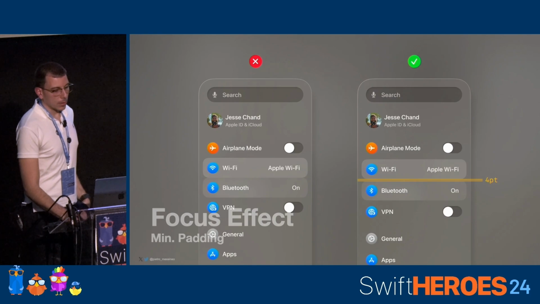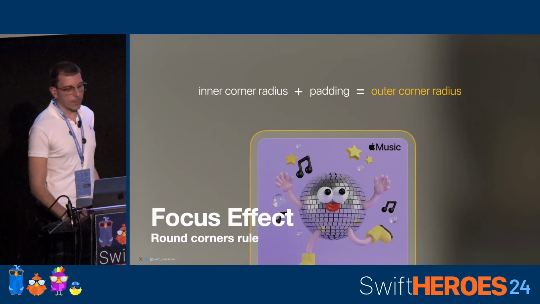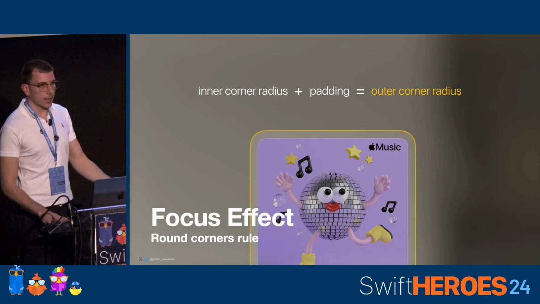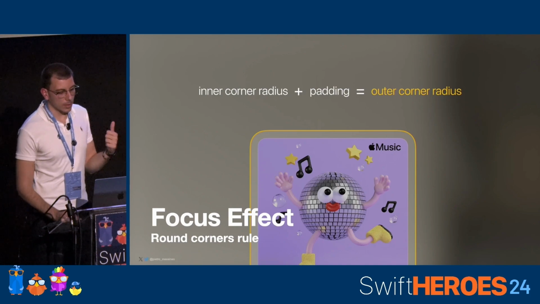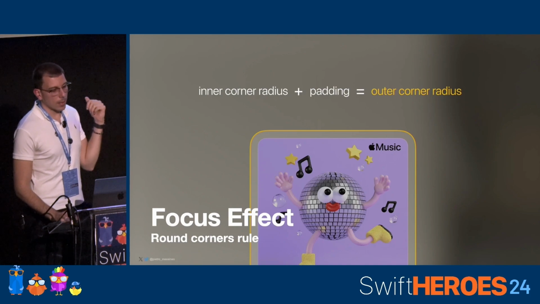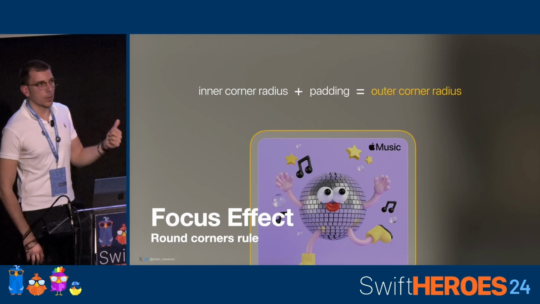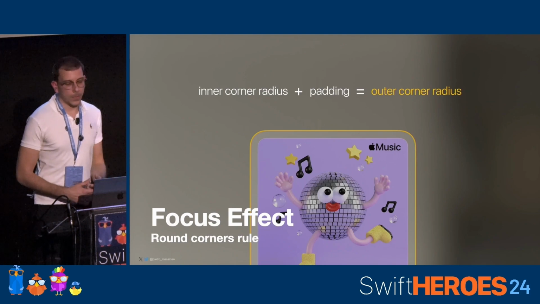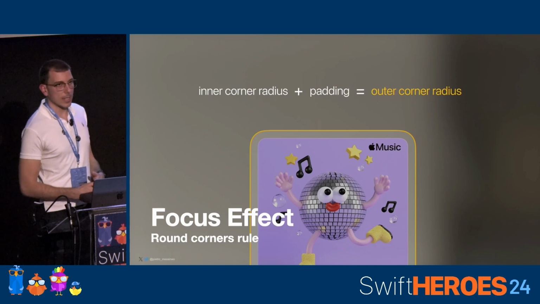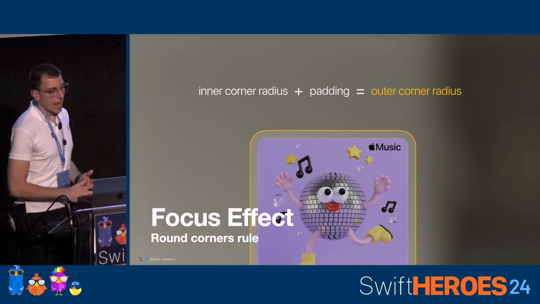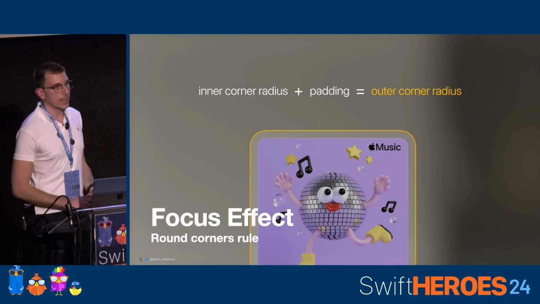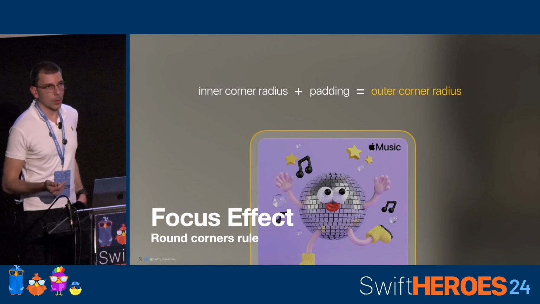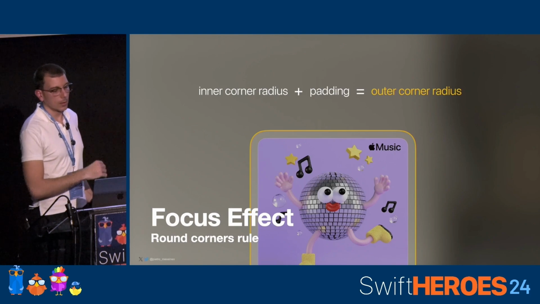And now, last but not least, the focus effect and the rule of round corners. I guess you should take a screenshot or a picture of this, because it's very important also in your iOS applications. The rule of outer corners is that you should have the inner corner radius plus the padding. Having this, you will get a perfect outer corner radius, which will look great.